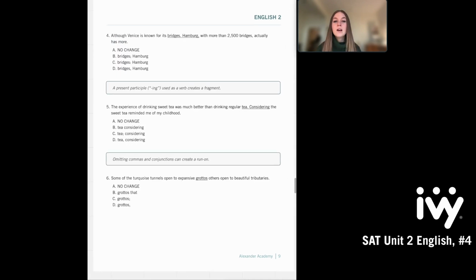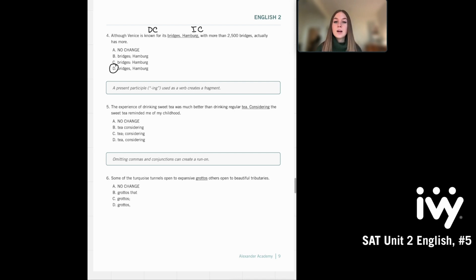Number 4, although Venice is known for its bridges, Hamburg, with more than 2,500 bridges, actually has more. Here we have a dependent clause, although Venice is known for its bridges, and then we have an independent clause after that, starting with Hamburg. Therefore, we should combine the two with a comma with choice D.